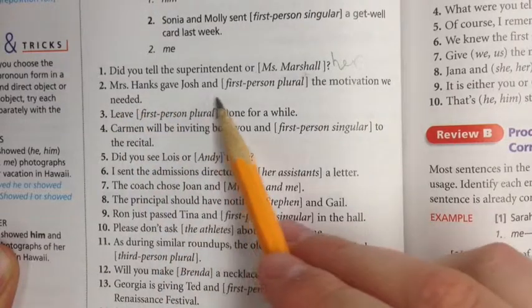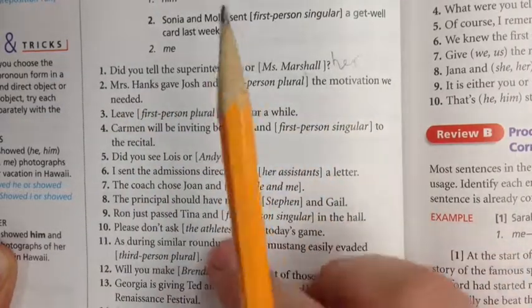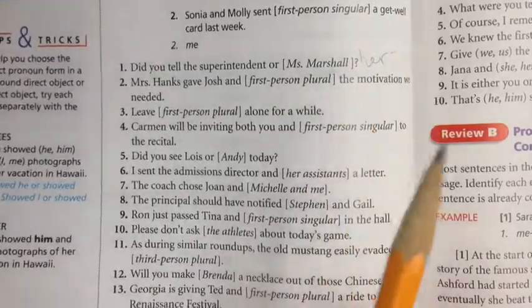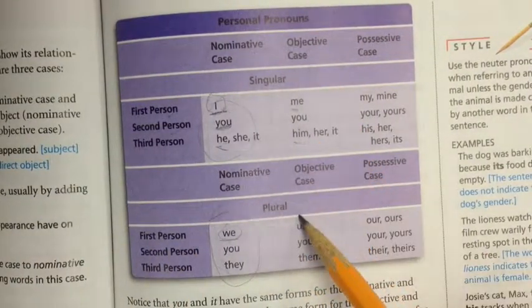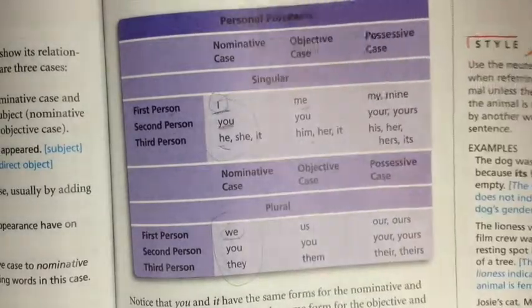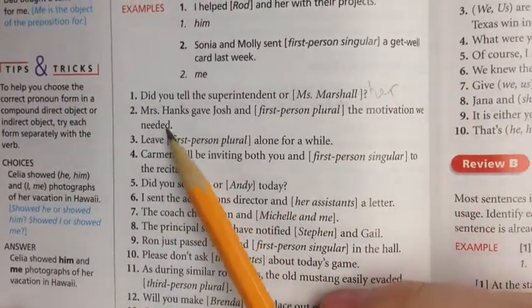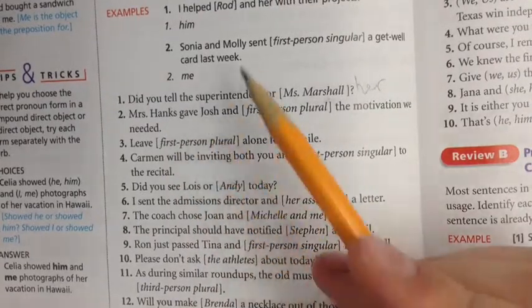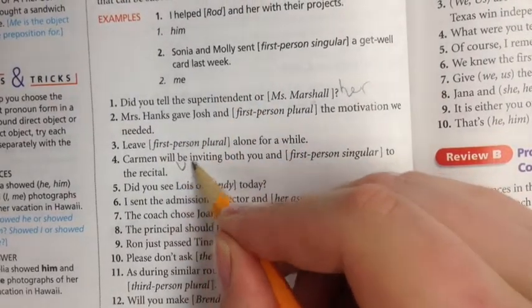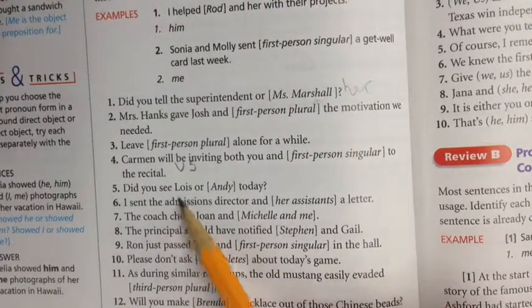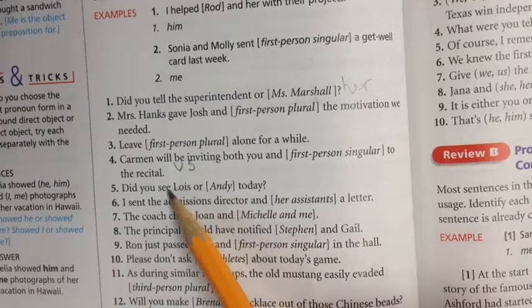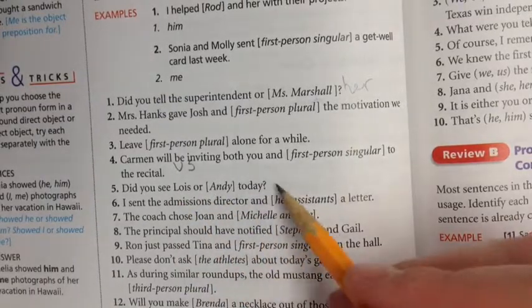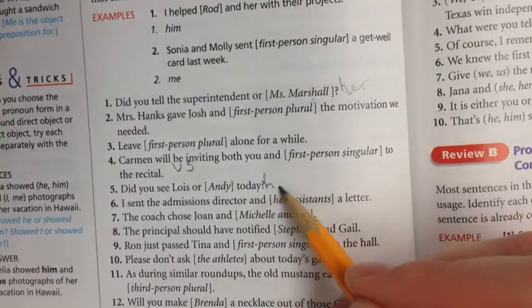Two, Mrs. Hanks gave Josh and first person plural the motivation we needed. Well, what is first person plural objective? This is an indirect object here. Well, first person plural objective, us. So we're going to say us on that one. So Mrs. Hanks gave Josh and us. Number five, did you see Lois or Andy today? This is the direct object of see. Andy's a boy. And the objective case for direct objects here is him for a boy.